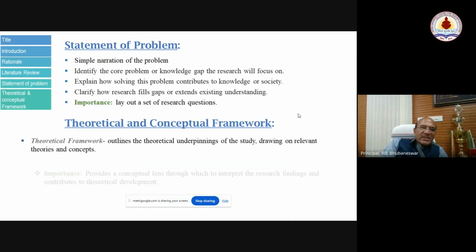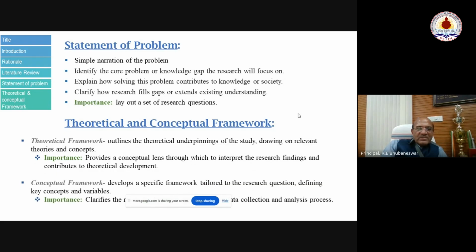Then the statement of the problem. Now I have to define the problem, and for that I have to make a statement of the problem. A simple narration of the problem must be there. Identify the core problem or knowledge gap the research will focus on. The researcher has to identify the core problem or knowledge gap.